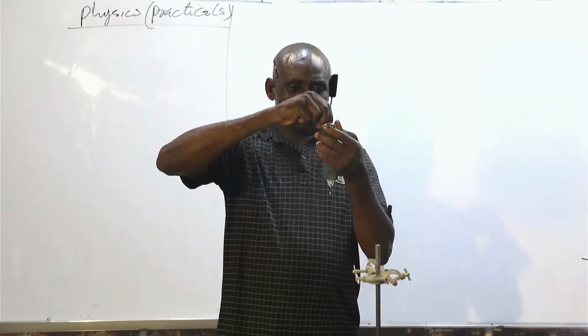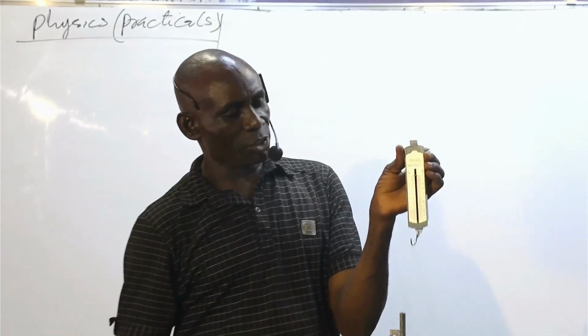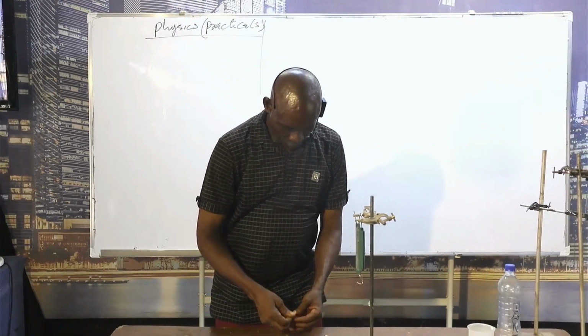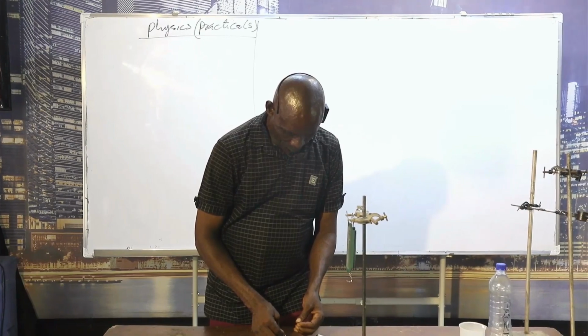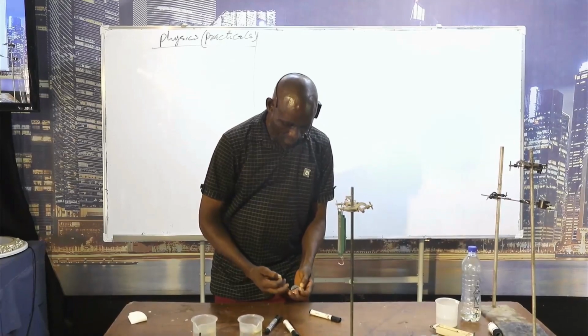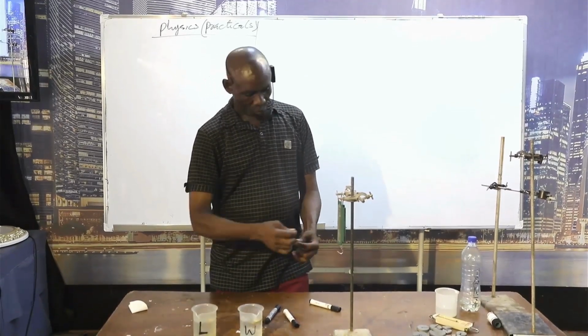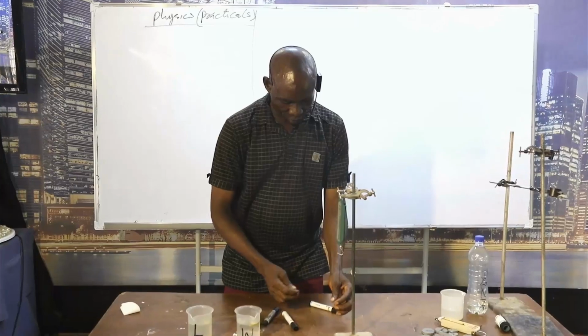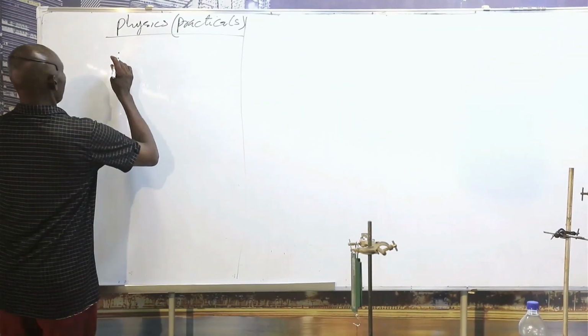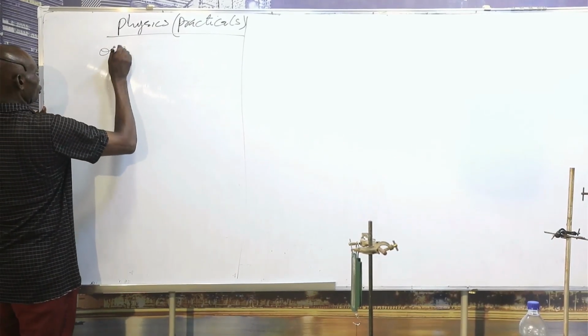The one I want to use is at 0. It's corrected. So I want to make use of this spring balance. Now, for this spring balance, I have the masses. The first mass here is 50 grams. So I'll simply go to the observation.